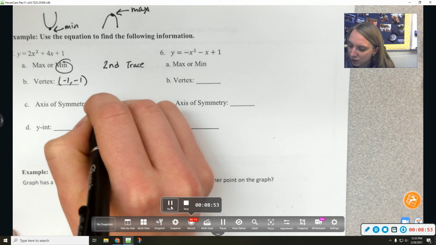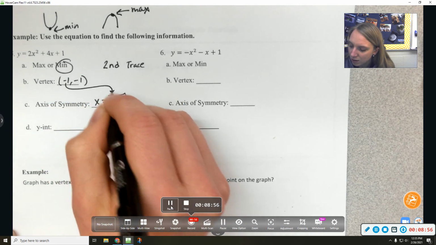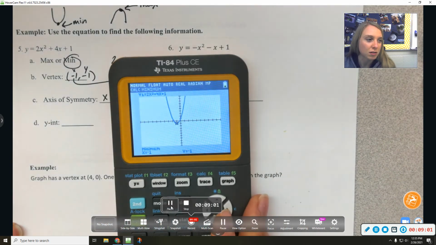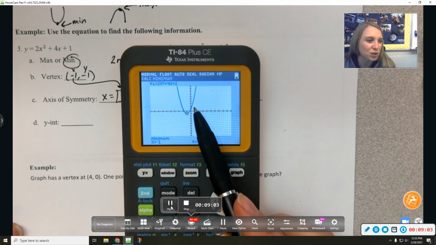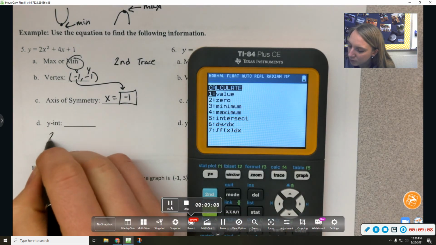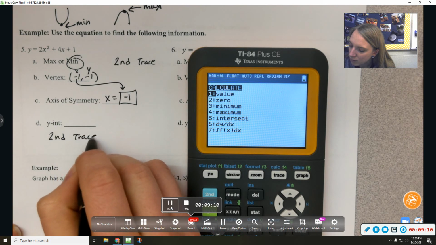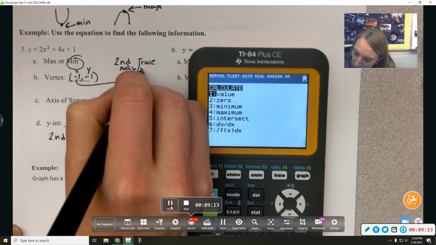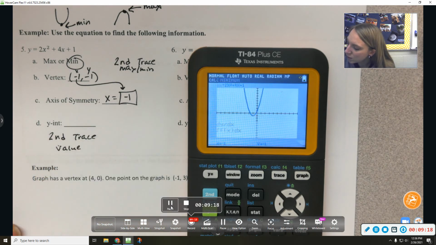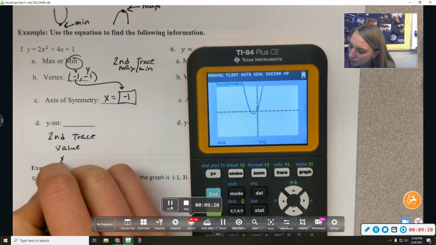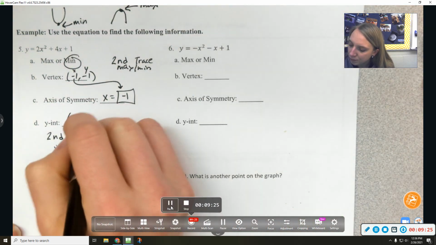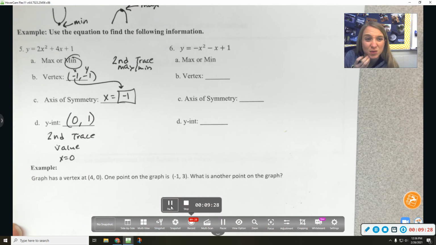Axis of symmetry starts out as x equals box. That's my x and y here. The y-intercept on this graph, we don't want to look too closely. You can also go to second calc. Up here we did max and min. This would be value. And we type in when x is 0. So this gives me 0, 1. It's the fast way to do it.